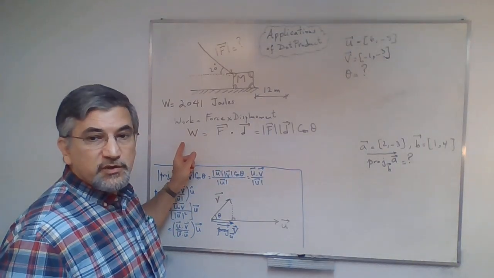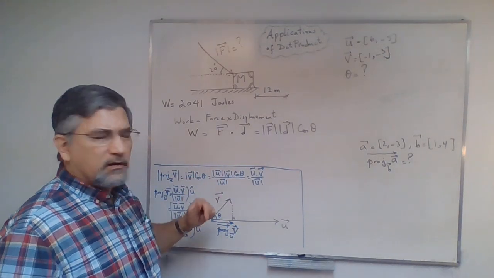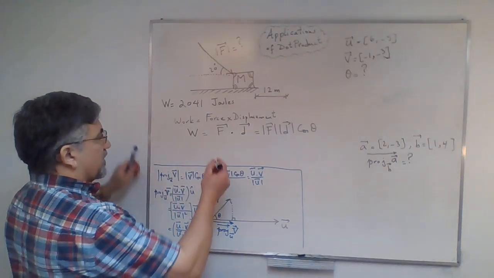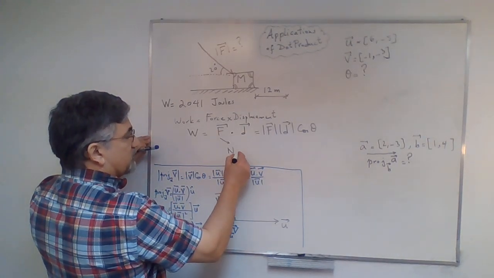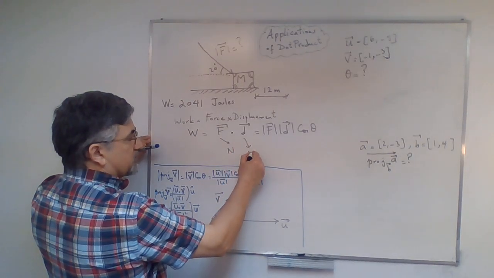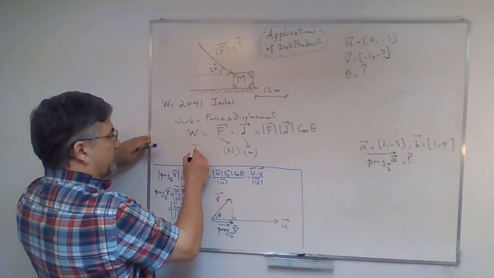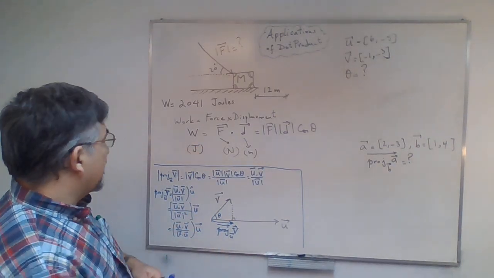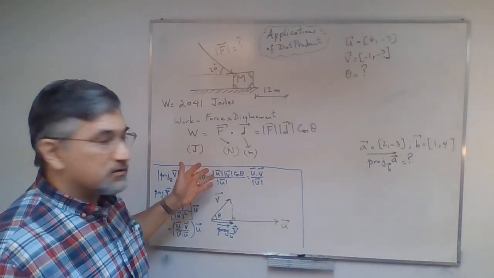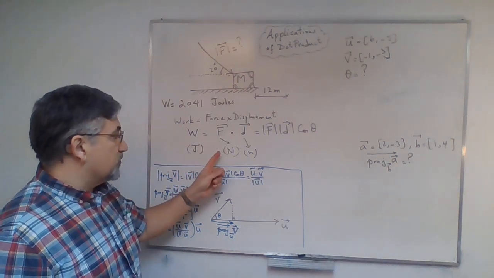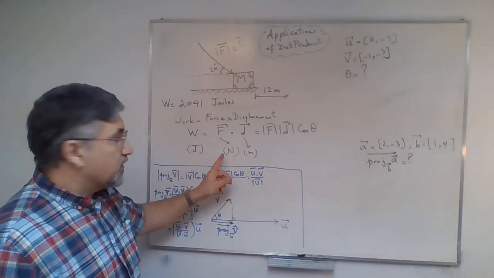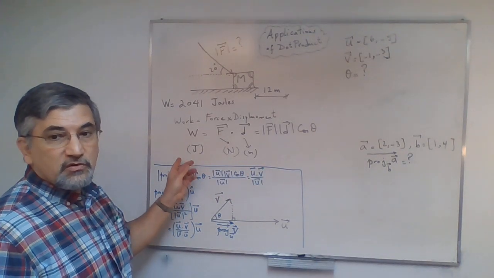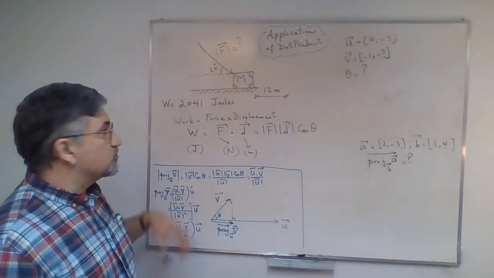Now, the unit of measurement for work is joules, okay? For force, we say newtons. For displacement, it's meters. And for work, it is shown with a capital J, and that is joules, the unit of measurement for measuring work. If you exert a force of 1 newton over a distance of 1 meter, then it is generating work equivalent to 1 joule.